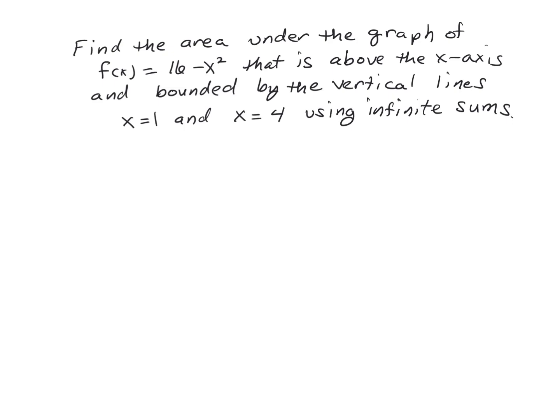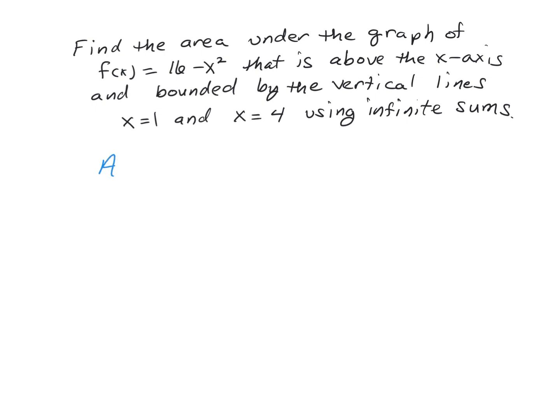Hello and welcome back. In this example, we're going to find the area under the graph of 16 minus x squared, that is between the vertical lines x equals 1 and x equals 4, and that is going to be above the x-axis. To do this, we're going to use infinite sums.